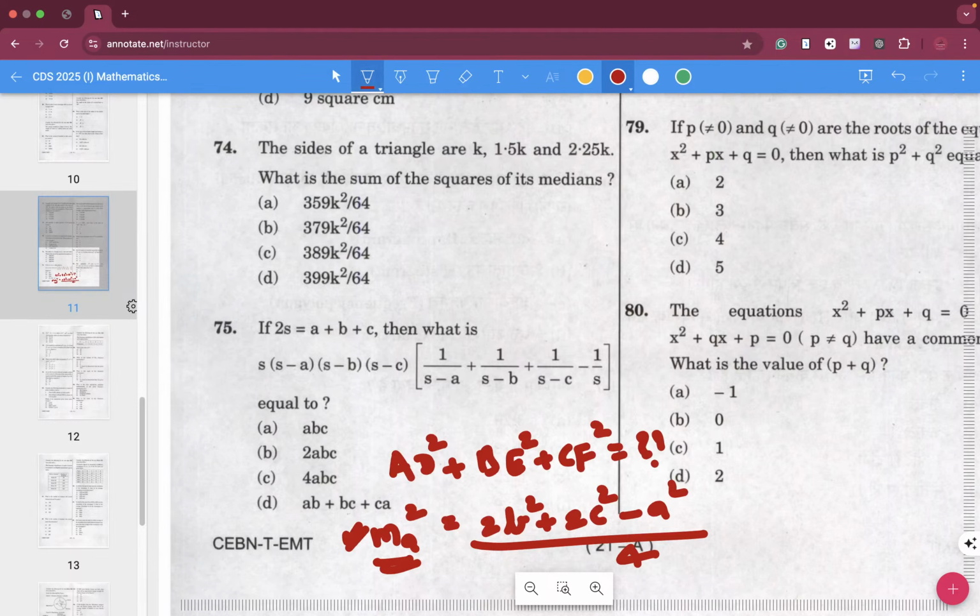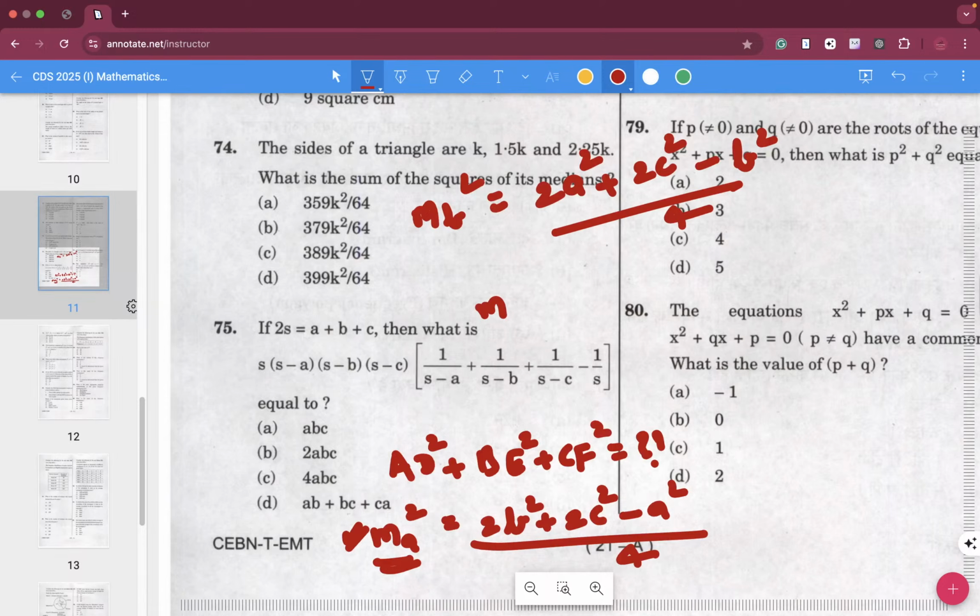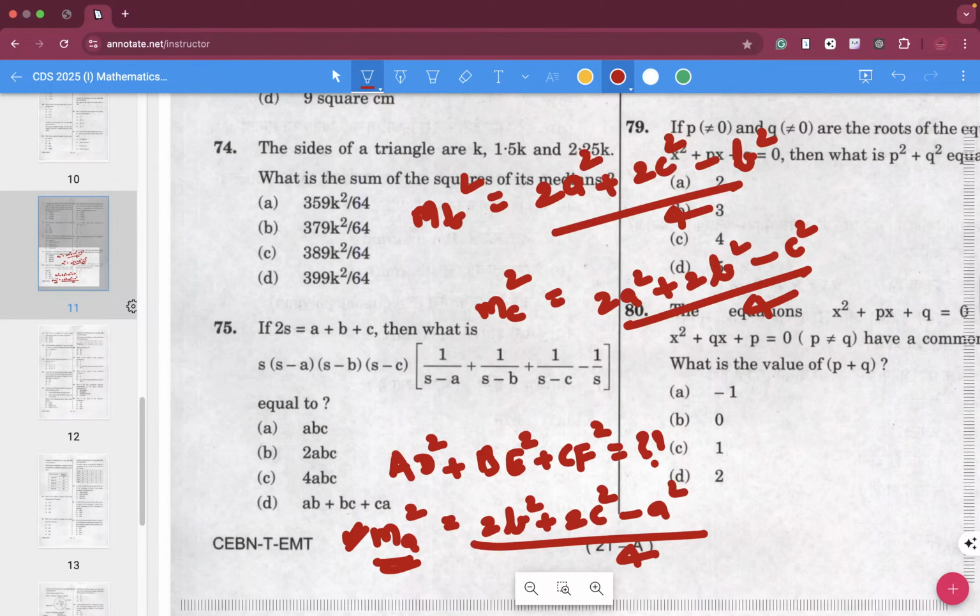And similarly, can you say median of B square is equal to how much? Median of B whole square will be equal to 2 times A square plus 2 times C square minus B square, by 4, right? And median of C square will be how much? 2 times A square plus 2 times B square minus C square, by 4. Is it the stuff that you have to find out? AD square, BE square, CF square.